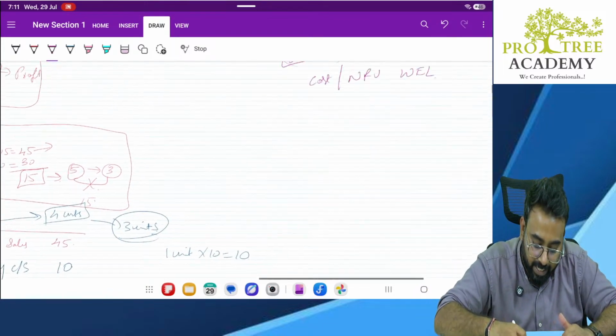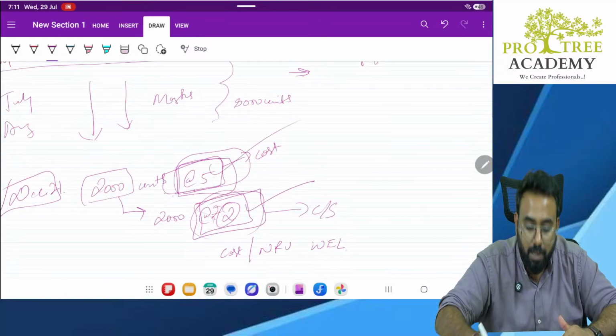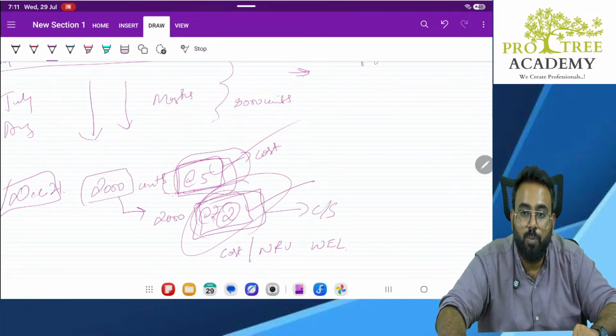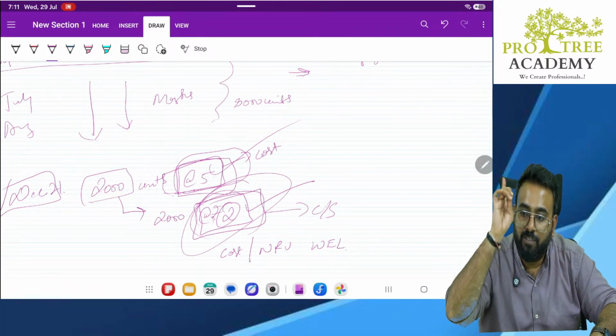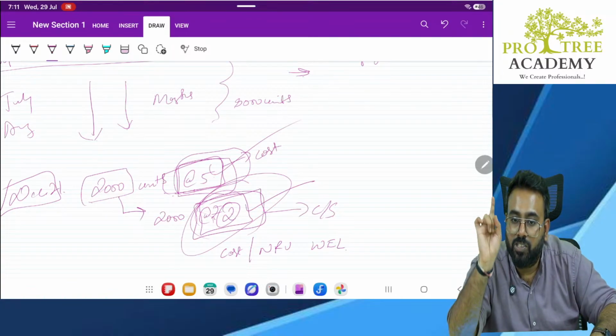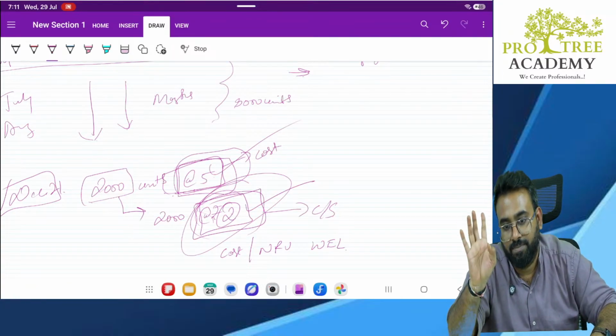Correct? But in this case, our cost is 5 rupees, but we are able to sell it at only 2 rupees. So either value at the price which is actually going to be fetched.